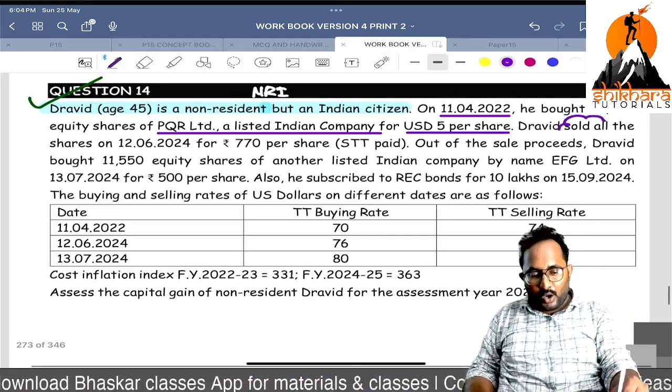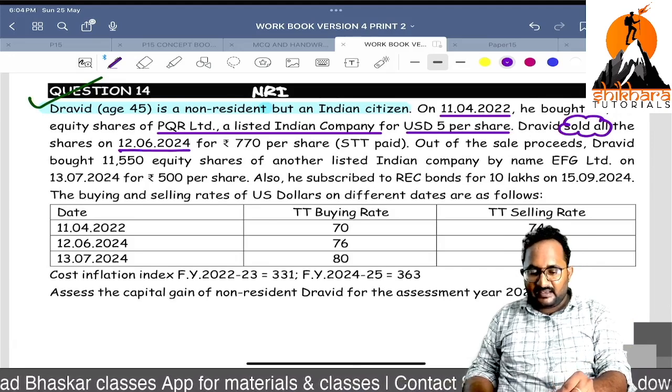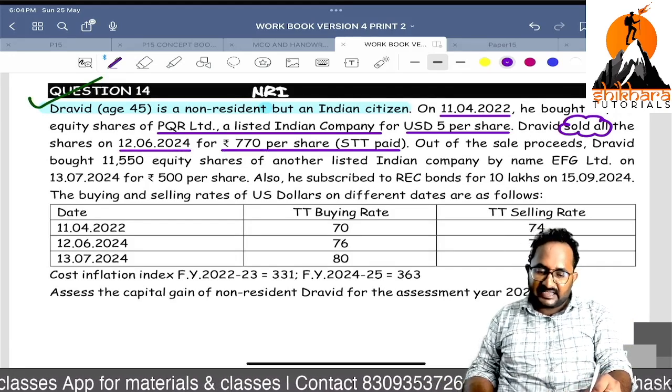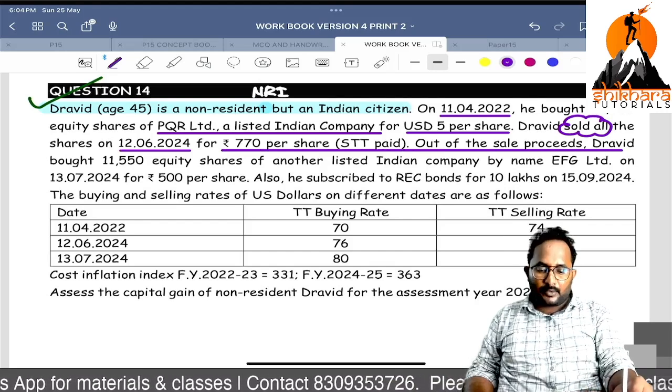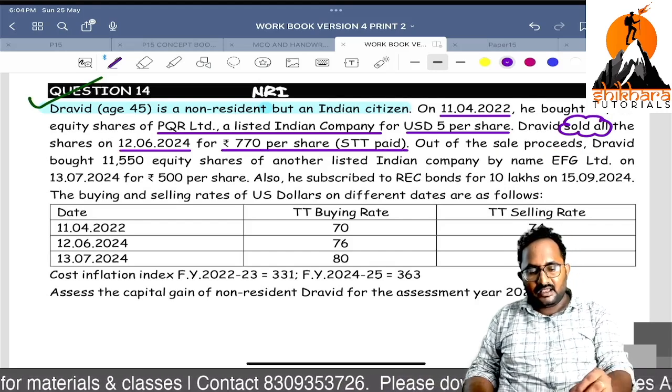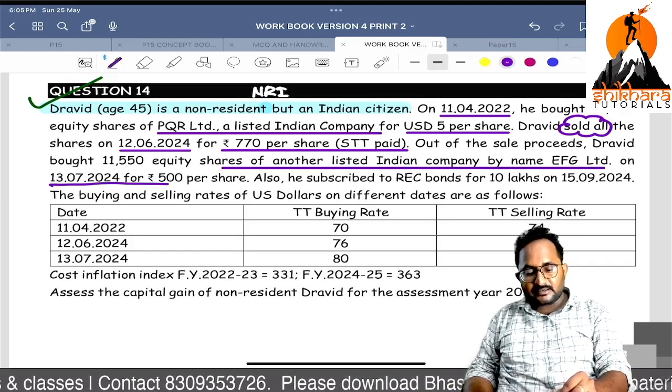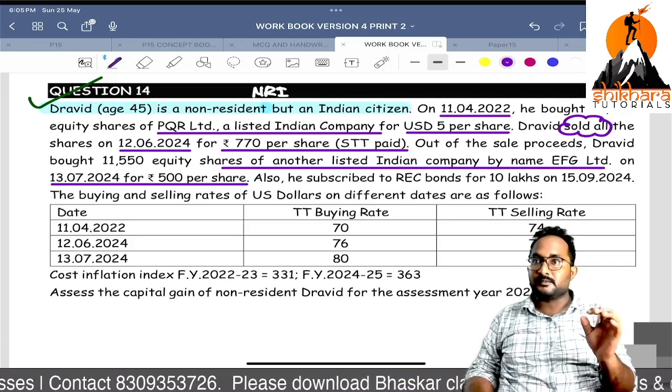Dravid sold all the shares during the previous year 24-25. Each share he is selling for what? 770. Out of the sale proceeds, he invested in another listed company, EFG, for how much amount? 500. I think you have to observe.